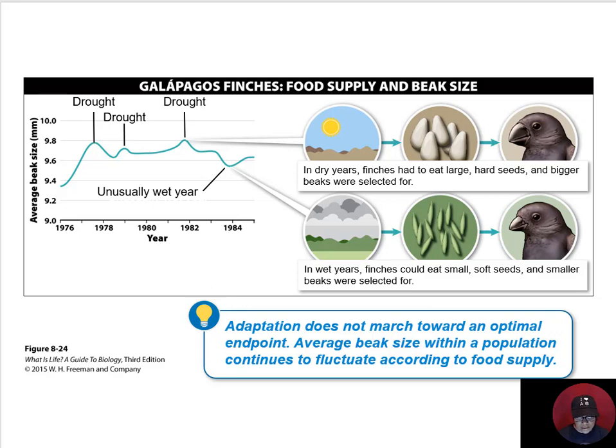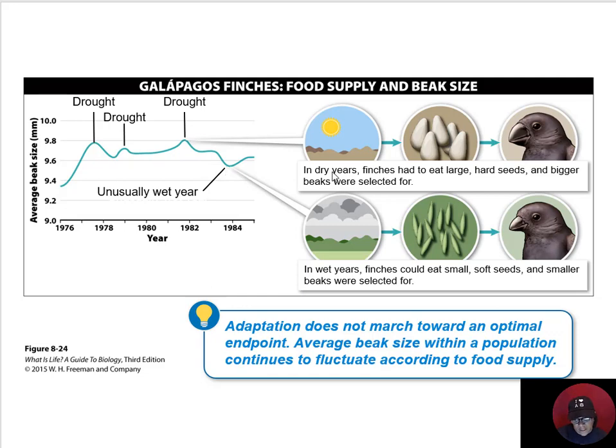Okay? So here, what we're seeing is the average beak size within a population continues to fluctuate according to food supply. So here on our y-axis, we have the average beak size in millimeters, and then we have years, right? From 76 all the way to 1984, and we can see that there were droughts happening here, and then we had this unusually wet year.